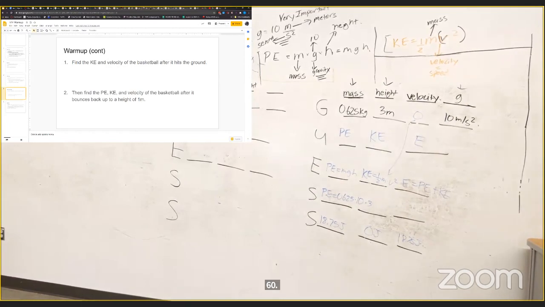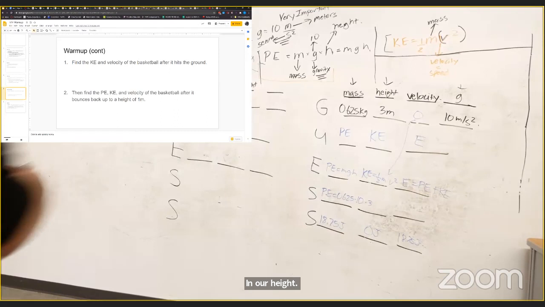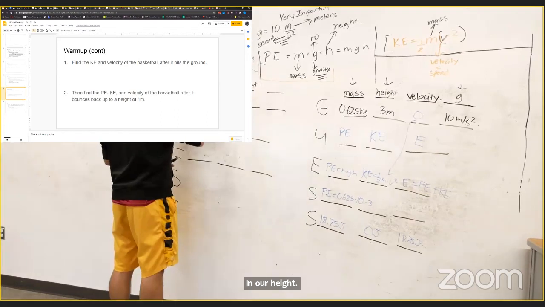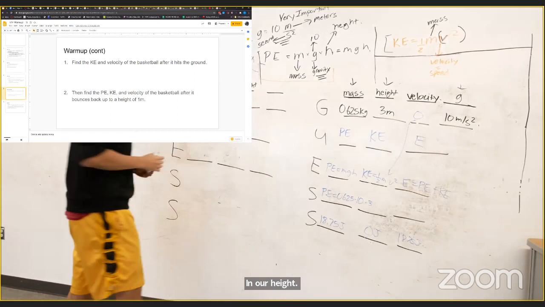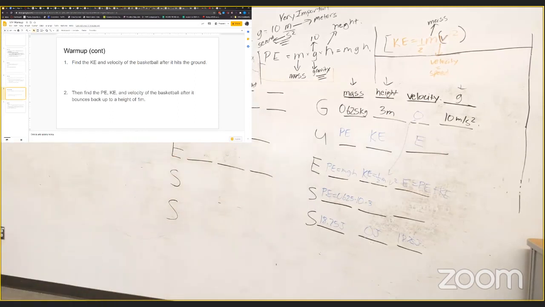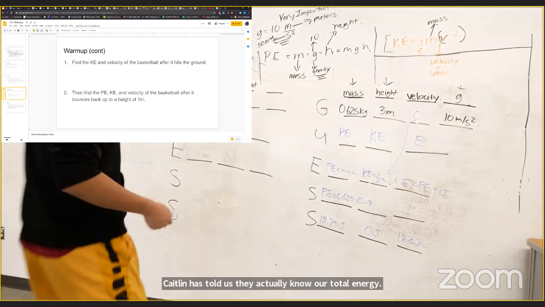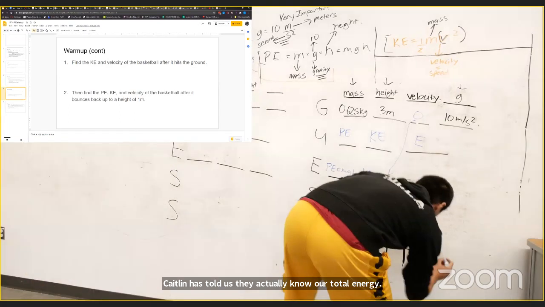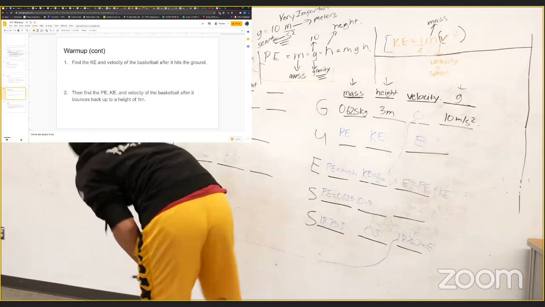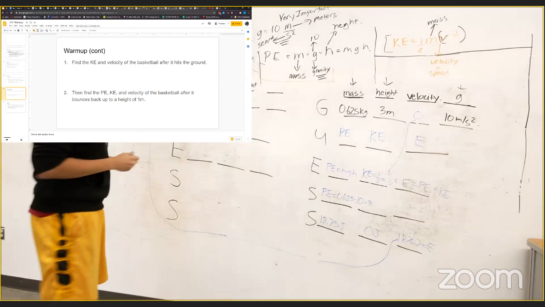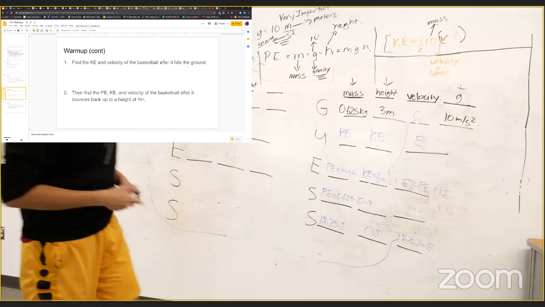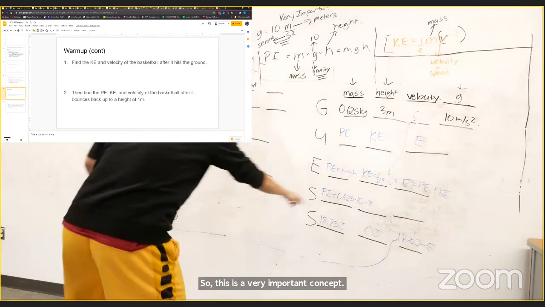Caitlin has told us that we actually know our total energy. This is a very important concept. We don't need to calculate this total energy because we already did so here in this bottom right corner. All we did is take our total energy, which we already calculated before, and bring it all the way over here.